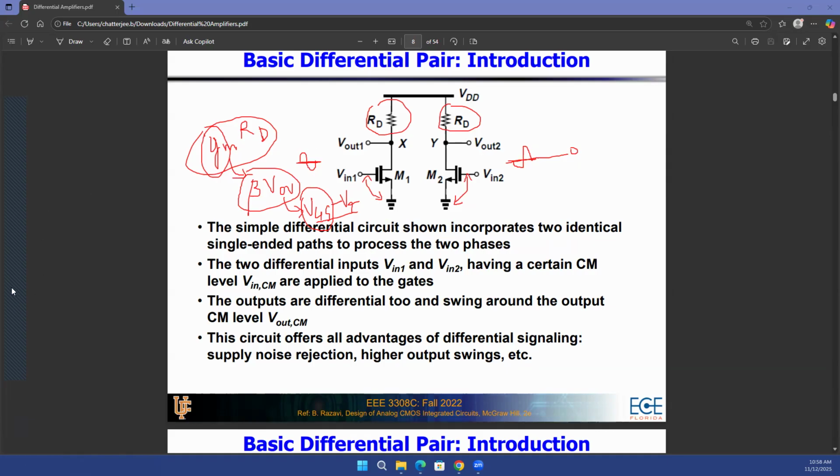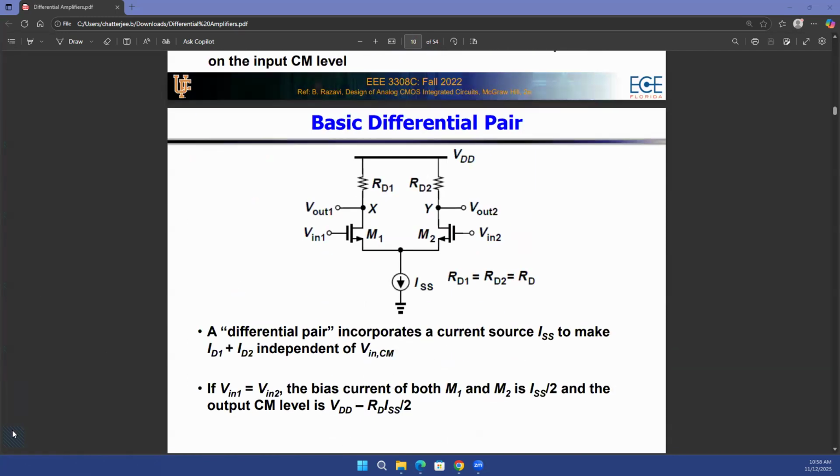And we can do that by connecting a current source at the bottom. So just connect the source voltages together of M1 and M2 and connect a current source over here. Why are we saying that it will solve the problem? Because you have a current over here.